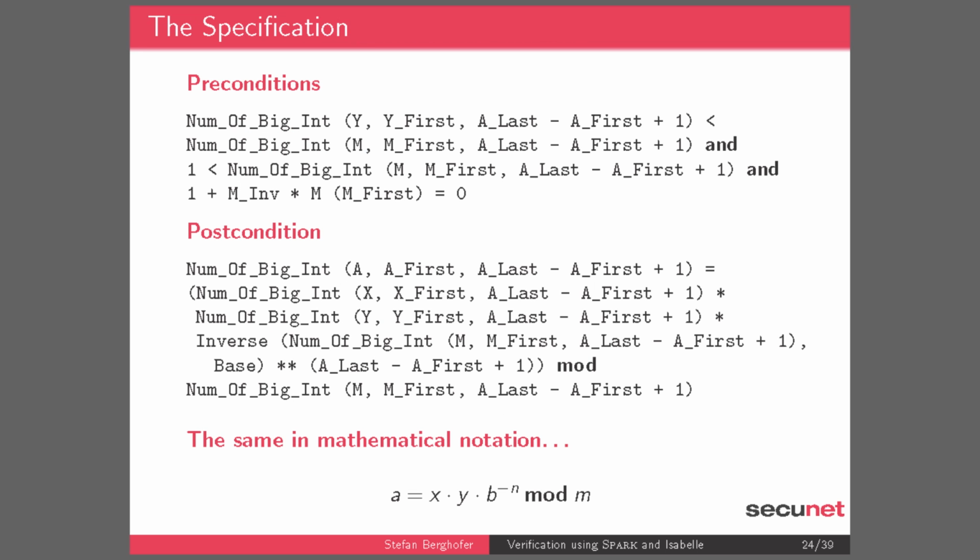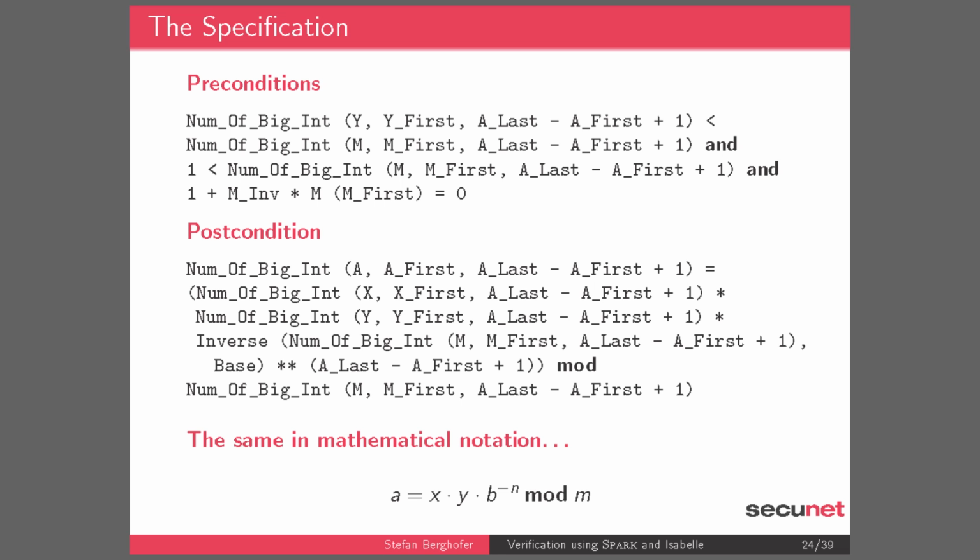So let's have a quick look at the specification. There are some preconditions and some postconditions. The precondition just says that one of the factors, which is called y, must be smaller than the modulus. The modulus must be greater than 1. And also the inverse must have been computed in the right way. And then the postcondition says that the accumulator contains the result of multiplying x with y modulo m.